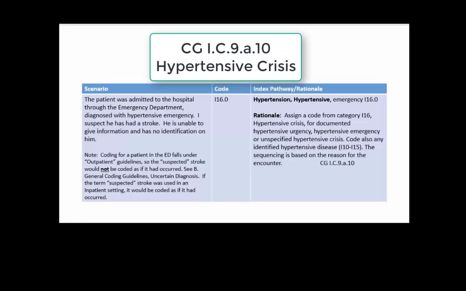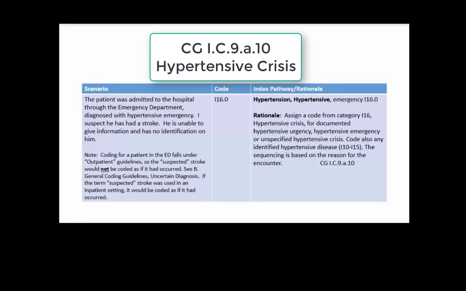Now in this case, notice our guideline says code also any identified hypertensive disease. The doctor did not mention this. He doesn't know if this patient's had hypertensive disease, although it's probable. But again, I would not want to assign that unless the doctor had mentioned it to me and said, yes, code hypertension. I think more guidelines will come out on this through the coding clinic in the next year.